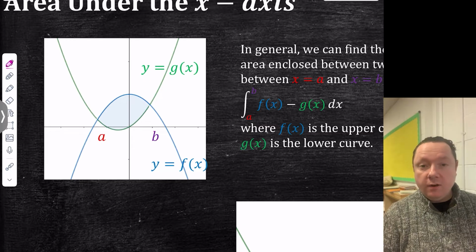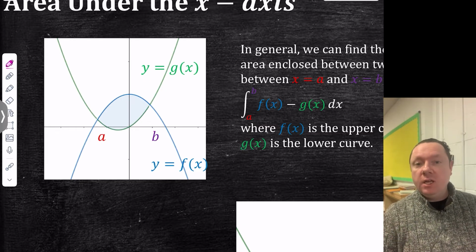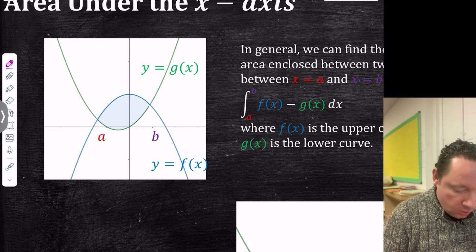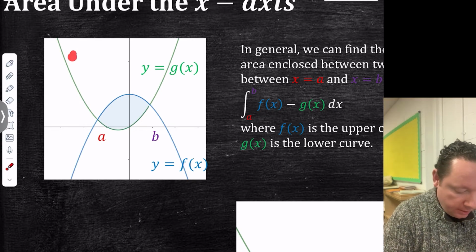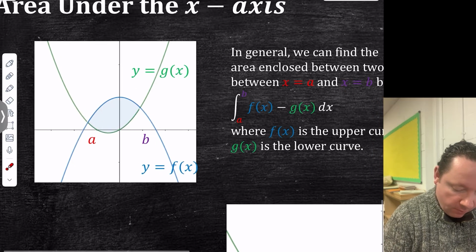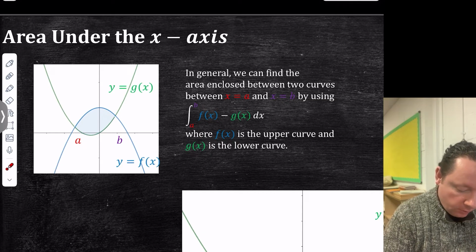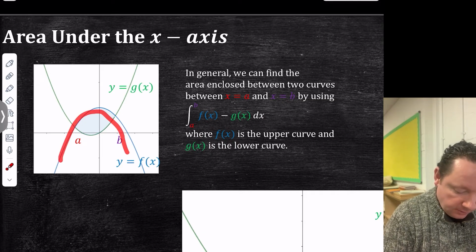Okay, we're going to start looking at the area under the x-axis now, because so far we've done the area between two curves and the area between a curve and the x-axis, but it being above it. So I want you to consider this picture here. I've got g of x and I've got f of x. If I wanted to find the area enclosed between the two curves, we know that we do f of x because it's above, minus g of x because it's below, right?